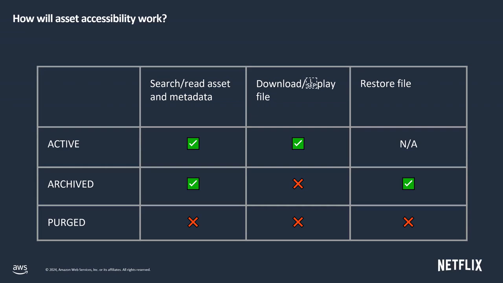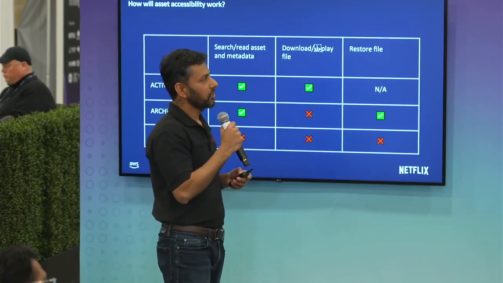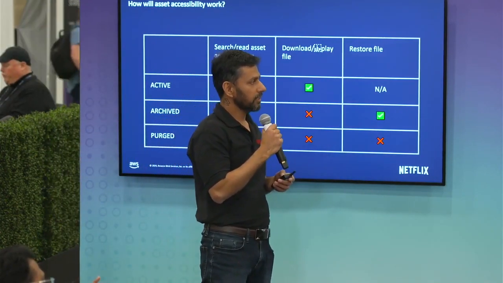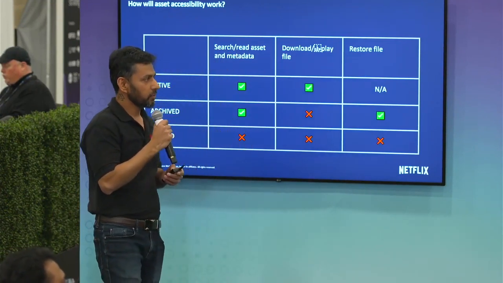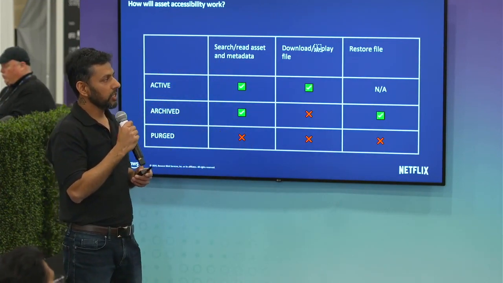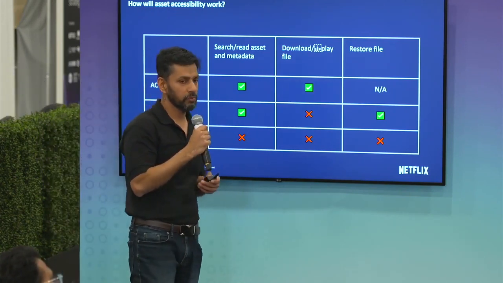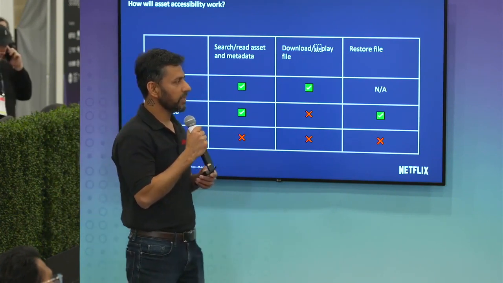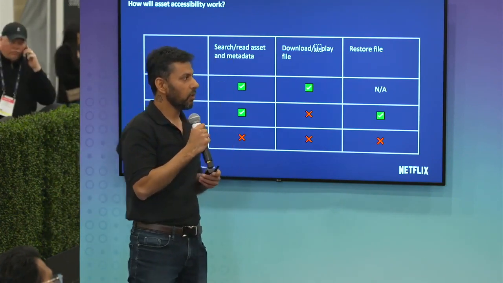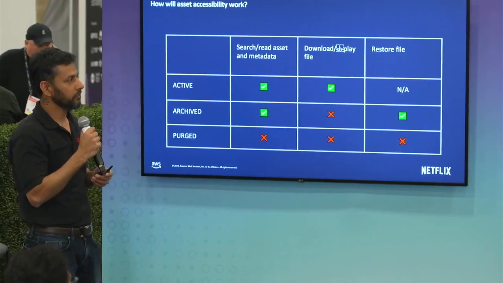So here is a brief view of what we mean by data and data states. When it is in active state, you are able to read metadata as well as download and play them. Archived is a state where you can read the metadata, but it is not available for downloading and playing. You'll have to restore it, and at some point in future it will be available for you to read. Purge is a state where we have lost everything. We delete all traces of data, and that's not getting charged for anything.